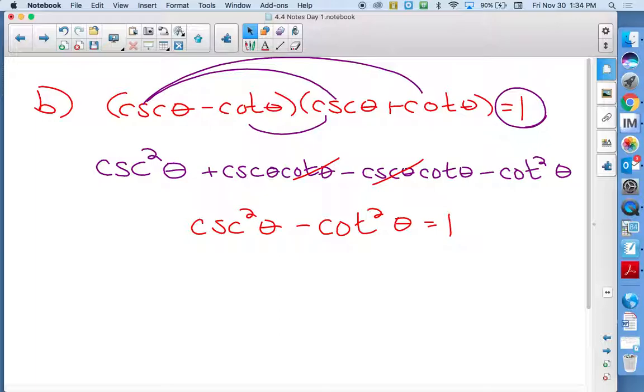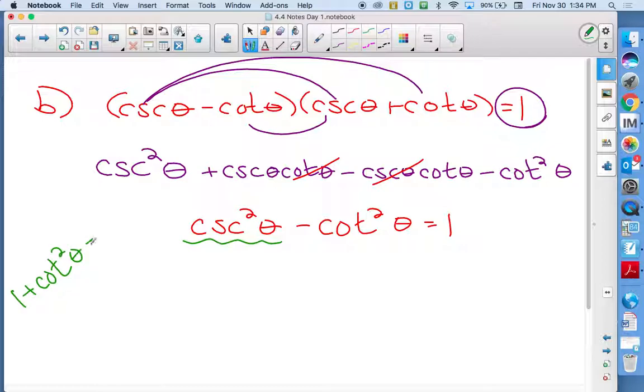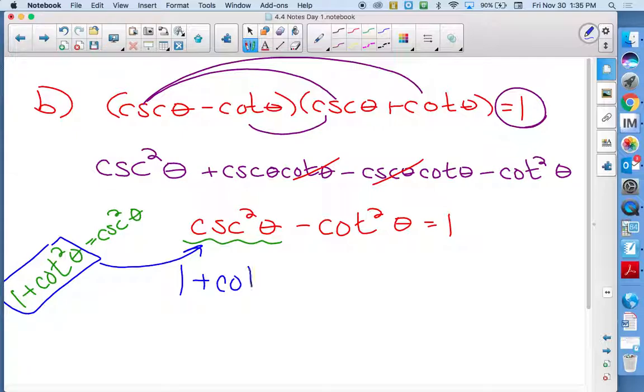So if you still have that list of identities out, is there an identity that talks about either cosecant or cotangent? You can make the cosecant 1 plus the cotangent squared. Yeah, so 1 plus cotangent squared equals cosecant squared. That's one of the 3 Pythagorean identities. Substitution algebraically says you can take something out and replace it with whatever it's equivalent to. Well, we're taking out the cosecant squared, we're replacing it with whatever it's equal to. In this case, it's equal to 1 plus cotangent squared.